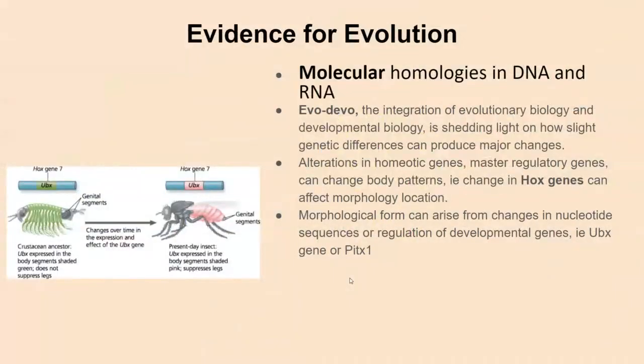More evidence for evolution is the study called EvoDevo, or evolutionary development. It's where we look at different genes across different species and compare them to each other. For instance, the UBX gene creates the segmented body plan for this crustacean. It also, in the same gene, develops the sectioning of this insect. So the same gene develops the same part of the body. We can study these genes and study their changes over time to study evolution and watch how evolution has changed. We call them Hox genes.